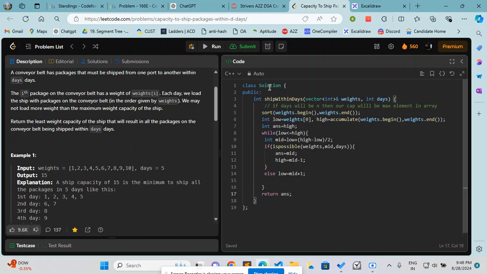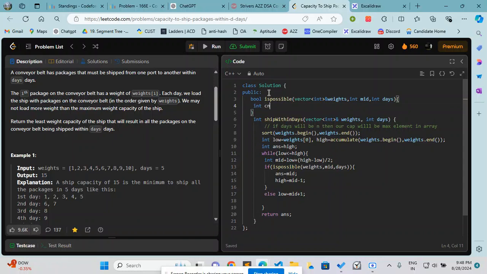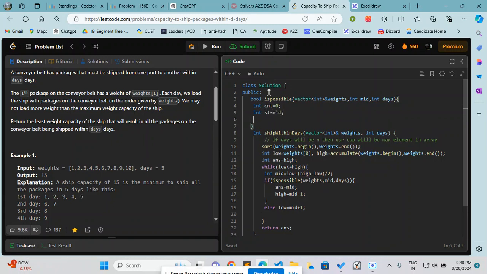After this we have to return the answer, so let's try to write our function, which checks whether this much weight can be supplied using the given days or not, within the given days or not. Let's take a count for days, how many days will be taken, starting from one, and let's write one loop.